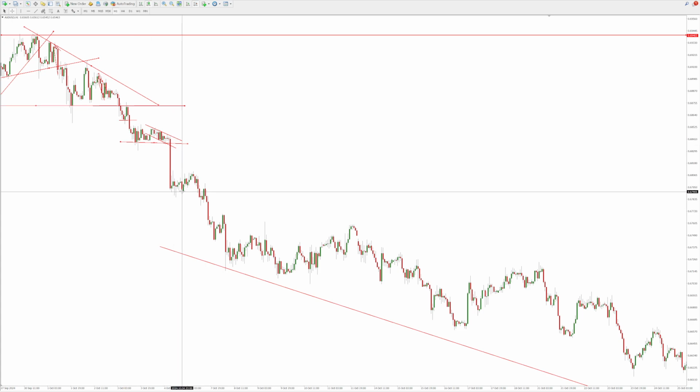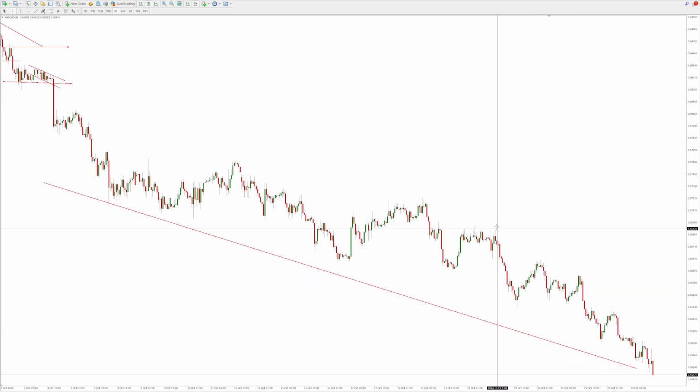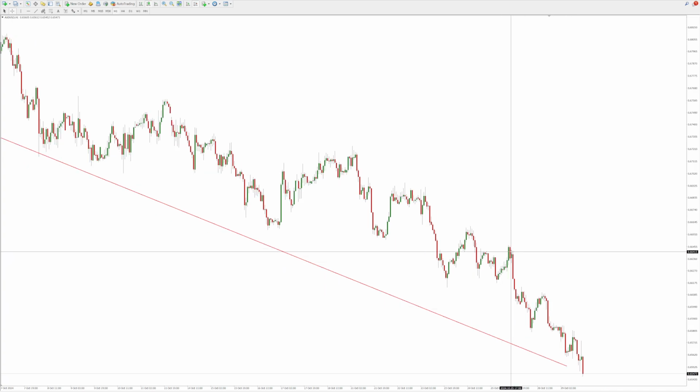And when it drops again, our stop loss goes above this high. When it drops again, above this high. And again, and again, each time moving the stop loss above the latest high.